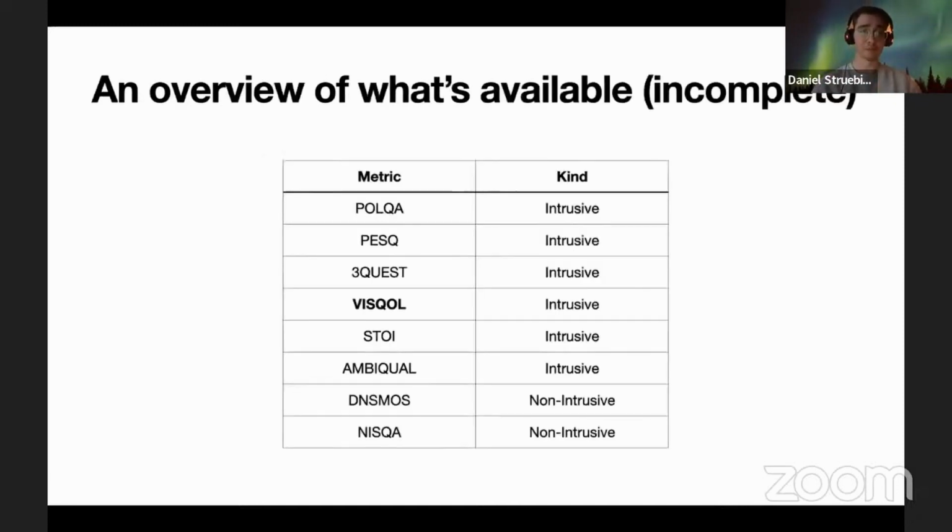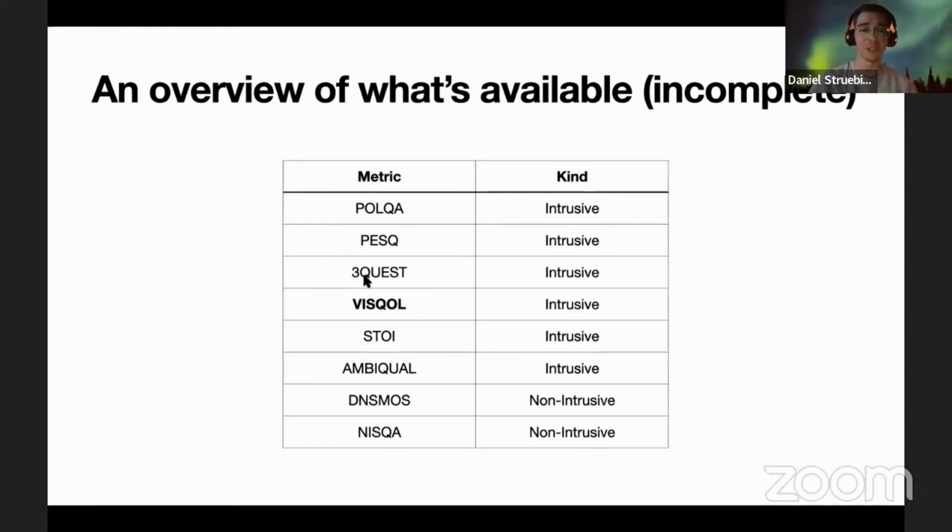So that's that. I've provided you here with an overview of what's out there, basically. This is of course an incomplete overview, because I'm not aware of everything that's going on in this field of research. But there are things like POLQA, PESQ, 3QUEST.